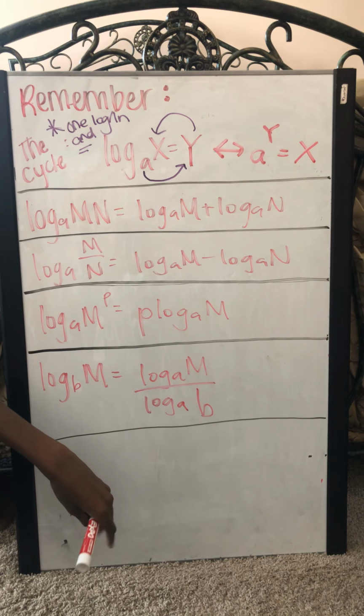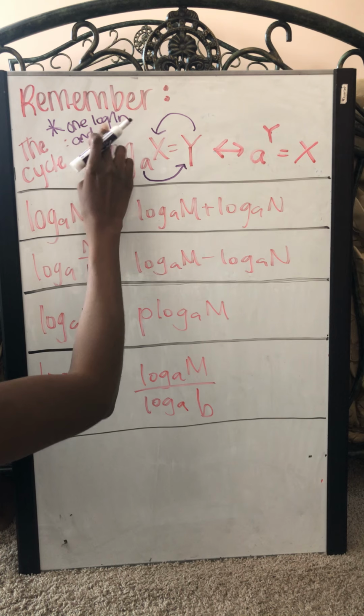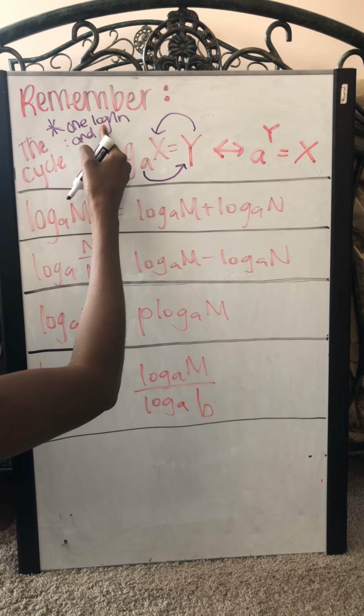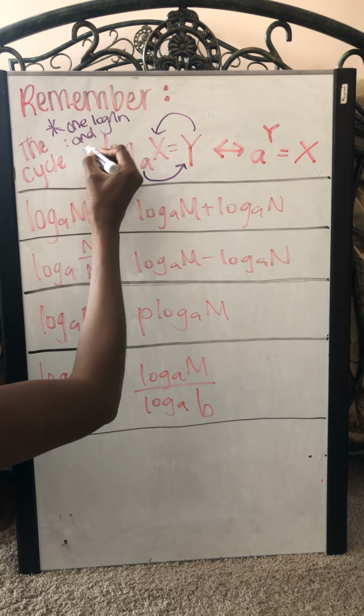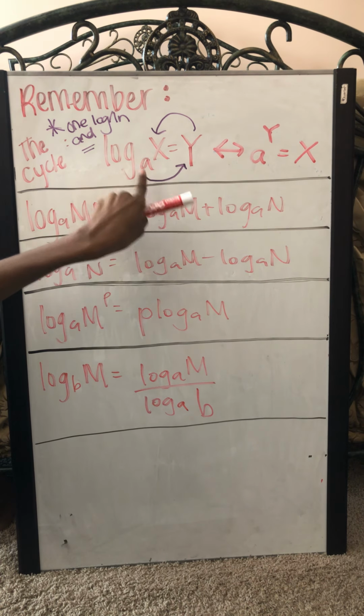Everything on this board is super important. Okay, so you use the cycle whenever you have one log, whether that's log or ln for the natural log, and an equal sign. You need both of them. One log and an equal sign, you can do the cycle. Okay.